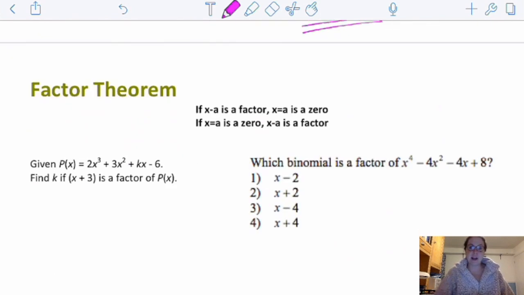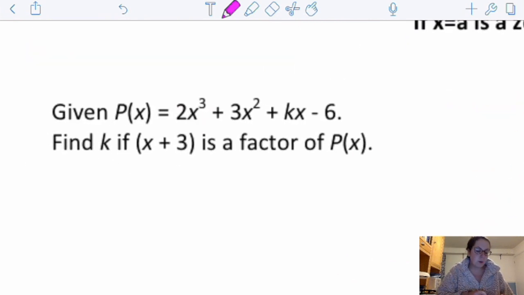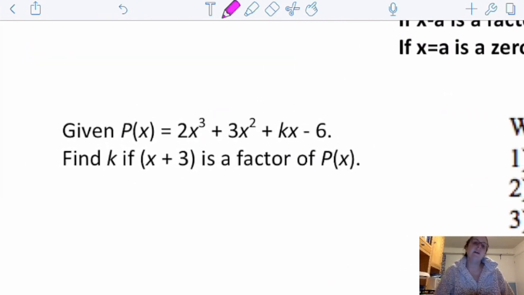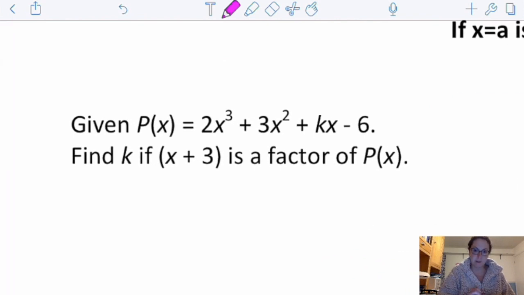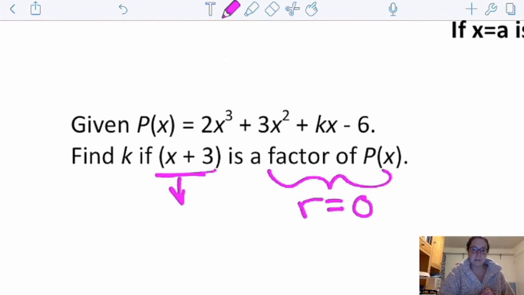So that leads us right into the factor theorem. That's basically what we were just doing, just extending it out a little bit more. You will often get a question like this: given p of x equals this, find k if x plus 3 is a factor. I would start with this. If you know x plus 3 is a factor, then you know that the remainder equals 0. And x plus 3 means I'm looking at when x is negative 3.